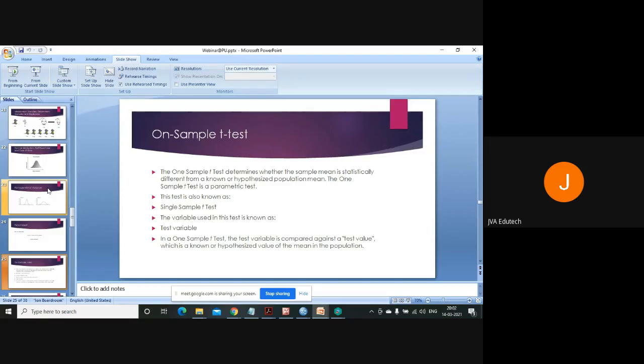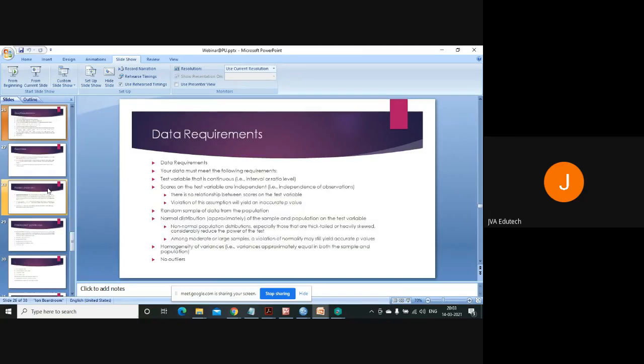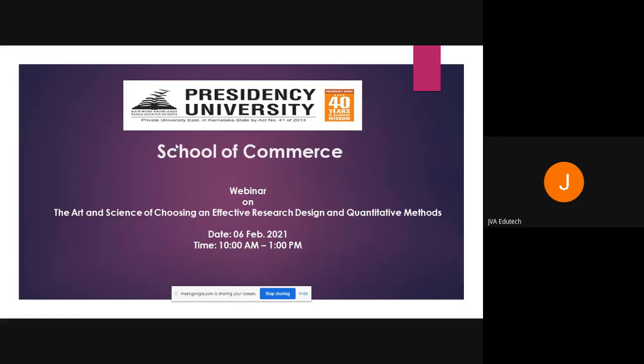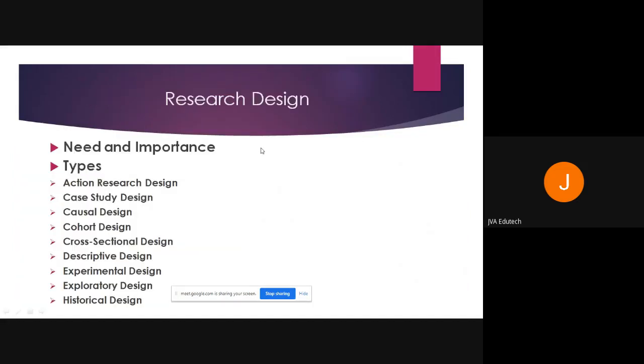So normally this test is known as single sample t-test. And the variable used in this test is known as the test variable. So in a one sample t-test, the test variable is compared against the test value. You have a test value, you compare whether your mean value is higher or lower than that test value, where this test value is nothing but the mean value of the population or the hypothesized mean. And your data should again meet the following requirements for conducting this t-test.